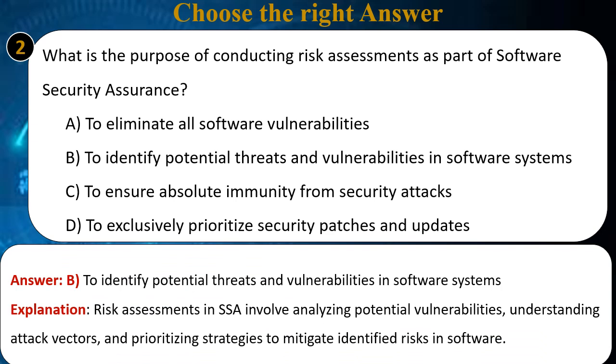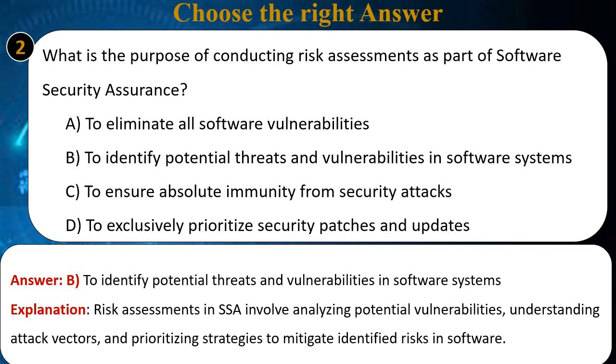The correct answer is B. To identify potential threats and vulnerabilities in software systems. Here's why. Option A. Eliminating all vulnerabilities is practically impossible and not the main goal of risk assessments. Option C. Absolute immunity is an unrealistic goal in the context of security, and assessments serve to understand and manage risk, not eliminate it entirely. Option D. While prioritizing security patches is important, risk assessments provide a broader picture of potential threats and vulnerabilities, not just focusing on existing issues.